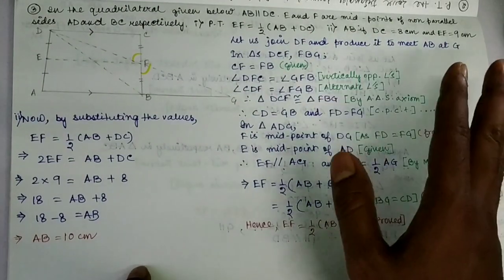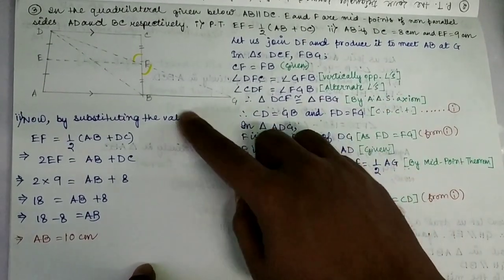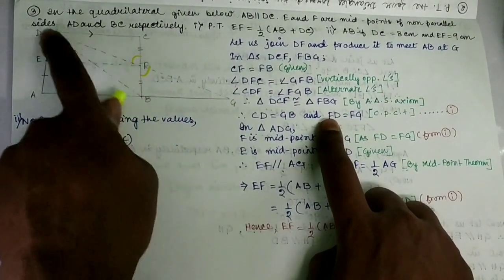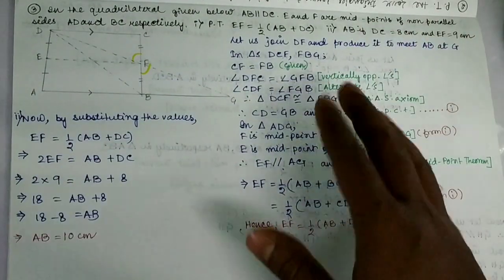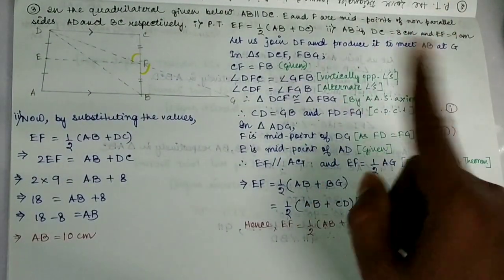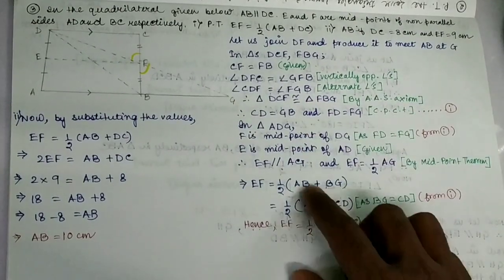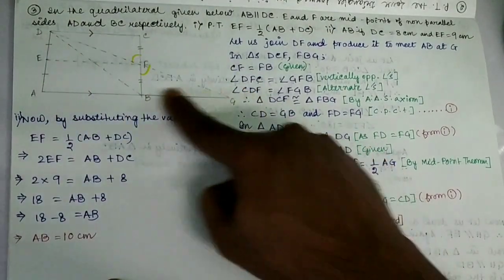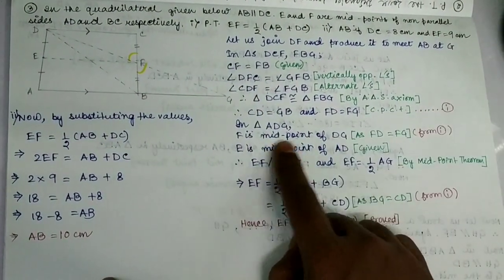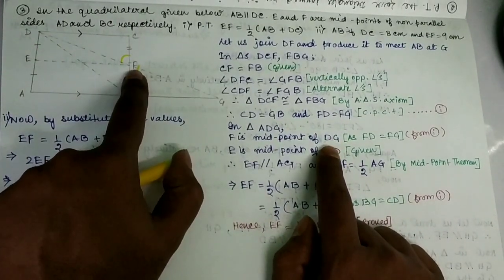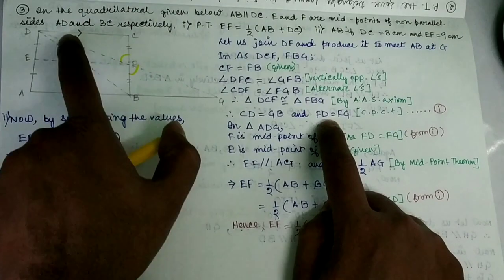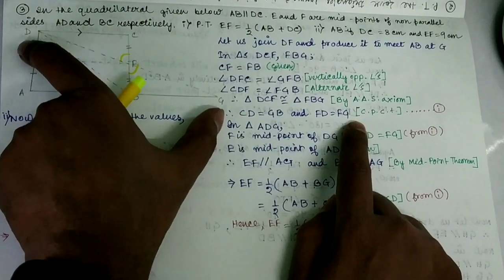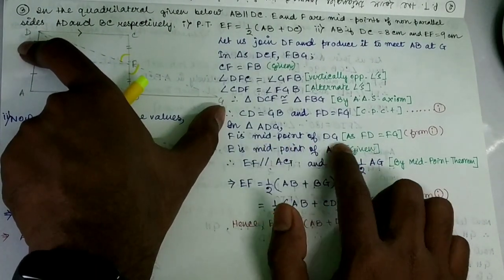Now since the congruency is proved, from there we can conclude that CD is equal to GB and FD equal to FG. Why? Because we all know that CPCT means corresponding parts of congruent triangles are equal. Now all of you see, in triangle ADG, we are considering this triangle ADG. In this triangle, F is the midpoint of DG. Why? Because previously we have proved that FD was equal to FG, means this point F is bisecting this line DG. So F will be the midpoint of DG.